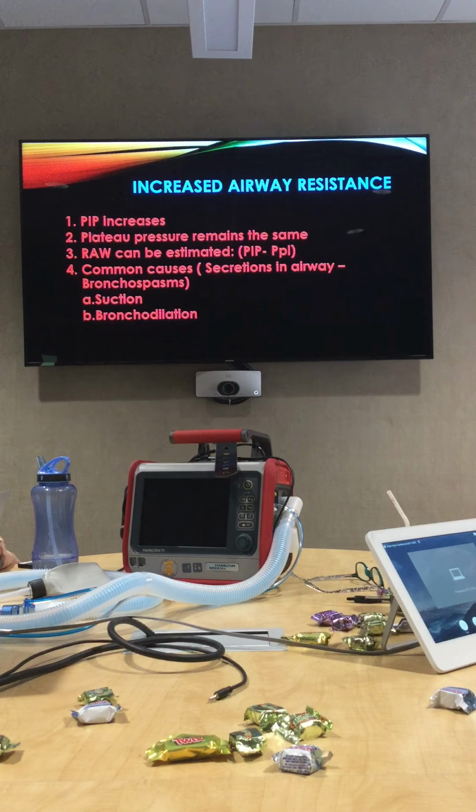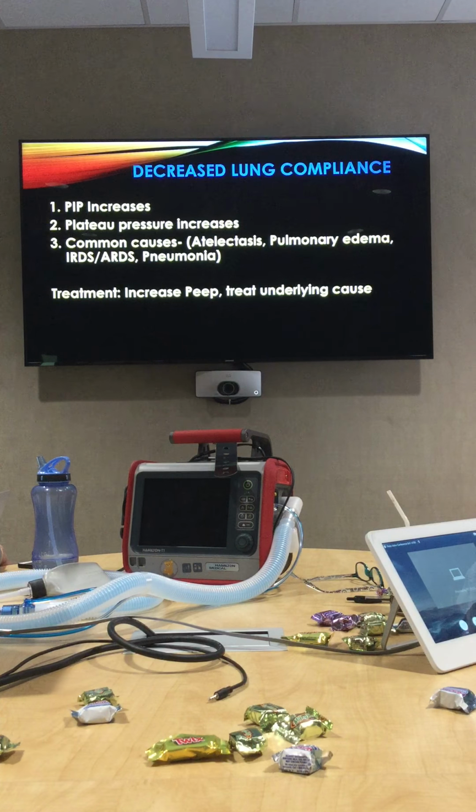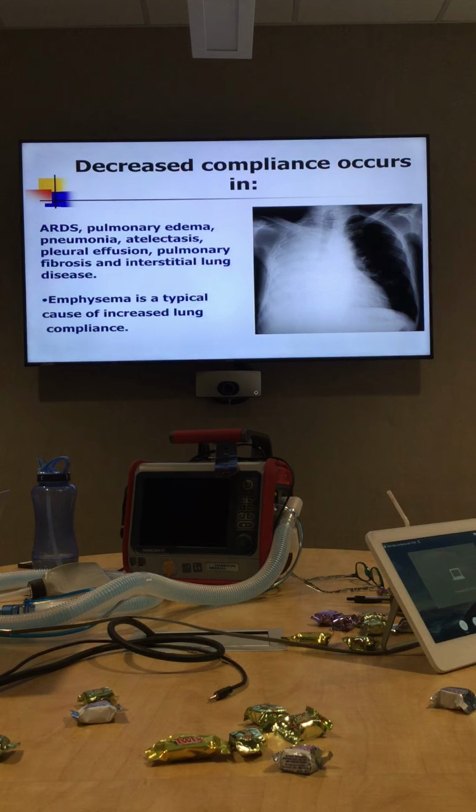Common causes obviously are secretions in the airway or bronchospasms, so suctioning your patient or giving a bronchodilator will improve that. With decreased lung compliance, your PIP increases as well as your plateau pressure, because the compliance has changed. The lung has gotten stiffer because of ARDS, atelectasis, or pneumonia. So obviously increasing my PEEP, and hopefully treating the underlying cause will treat the problem.